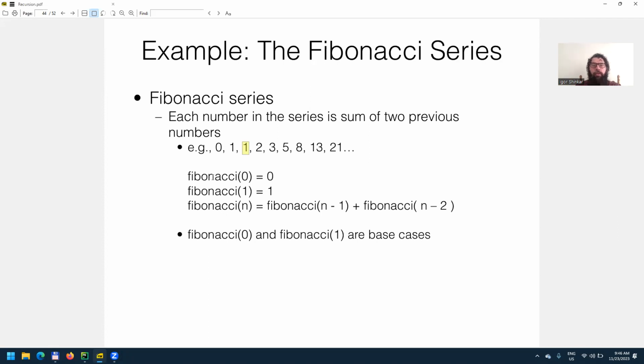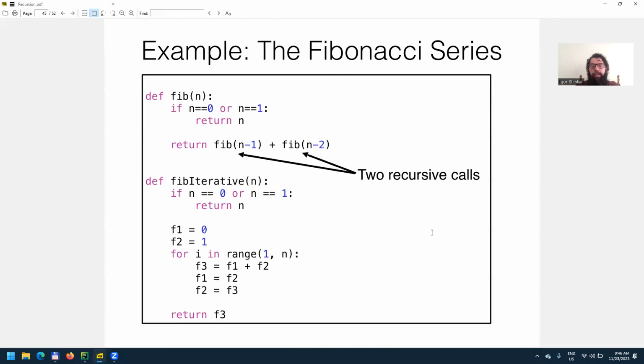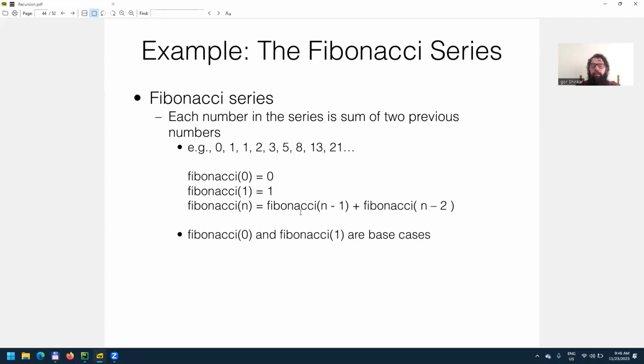So what's the definition? We have two base cases. If it's 0 or 1, we just output 0 or 1. And otherwise, we compute Fibonacci of n. How? It's Fibonacci of n minus 1 plus Fibonacci of n minus 2. So we have two base cases, and then the recursive calls.